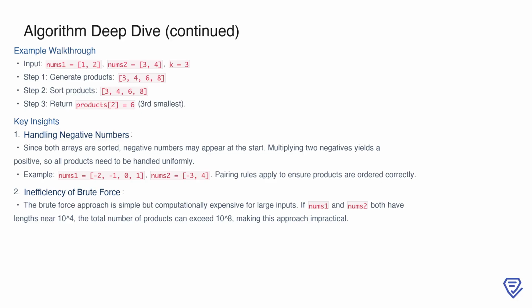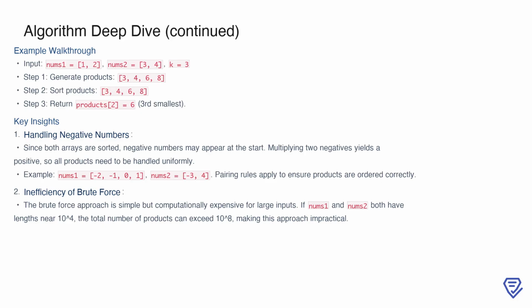We then sort this list, which in this case is already sorted as 3, 4, 6, 8. To find the kth smallest product, we access the product at index 2, which is 6. So the third smallest product is 6. Now, let's explore some key insights.